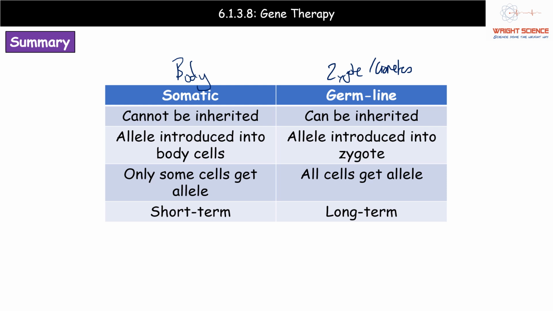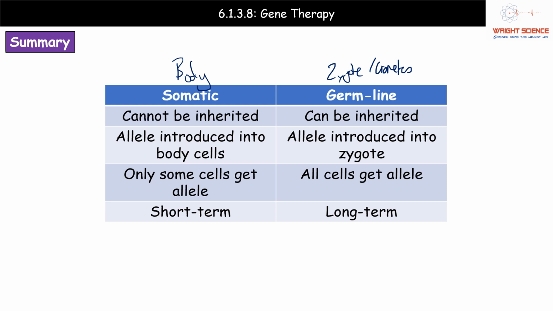Obviously, somatic is inserting into the body cells, whereas germline is into the zygote or the gamete. With somatic, only some cells will get that allele, whereas in our germline, because we're altering that original zygote or gamete, all cells get that functional allele, and therefore germline is long-term, whereas the somatic is only a very short-term treatment. So make sure that you do understand the difference between these, where we'd use them and their potential implications.